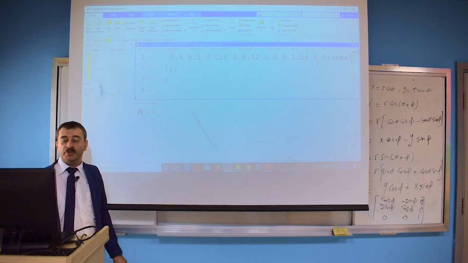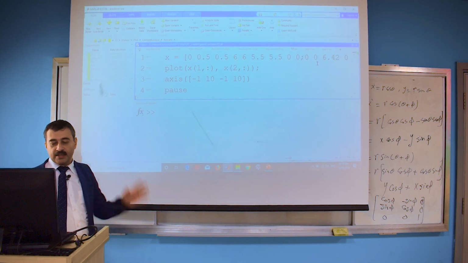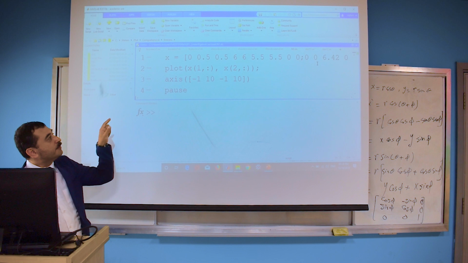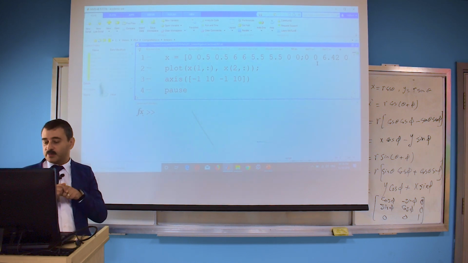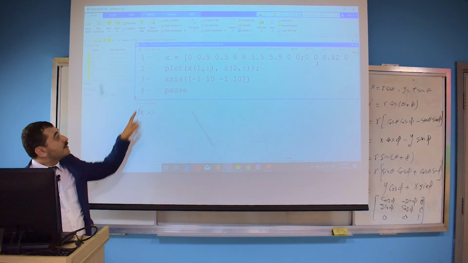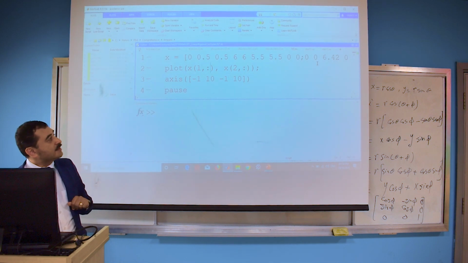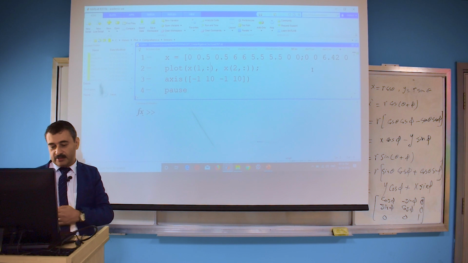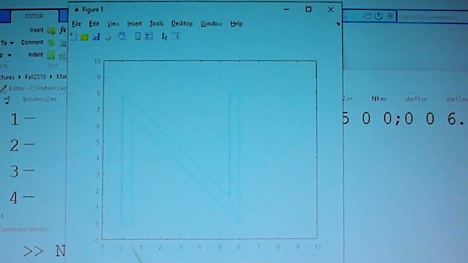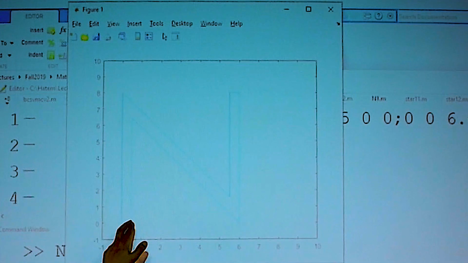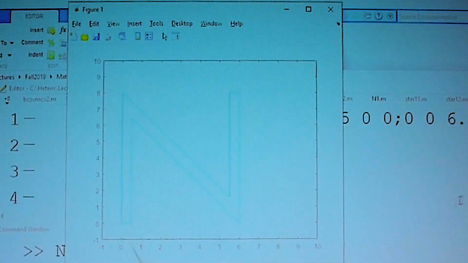We write it in homogeneous coordinates. And then I'm going to plot X and Y. By default, MATLAB connects every point to its adjacent point. And this axis command sets the limits of the axes, and then pause waits for a key to be pressed. So let's run this. I don't know if it's visible or not. This should be our letter N. After that, let's do the transformation.